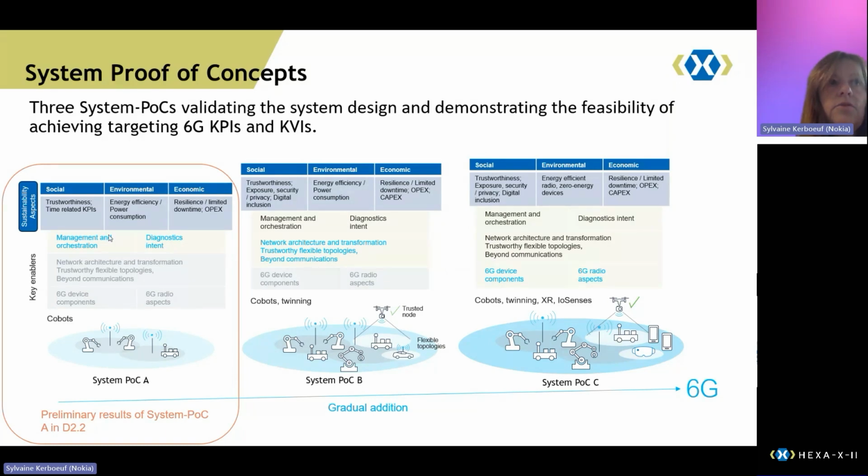The first ones will relate to management and orchestration, and then we will progressively add more enablers related to network architecture and transformation, including beyond communication and flexible topology. And then after that, also looking at enablers and components related to radio and 6G device. I just want to mention that at this stage, we have already provided system proof of concept number 1, with some preliminary results, and now we are working on this system POC B.